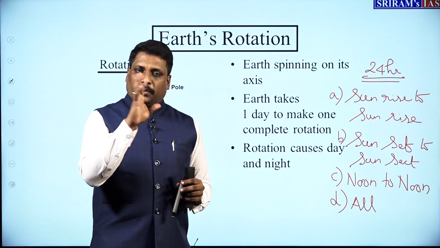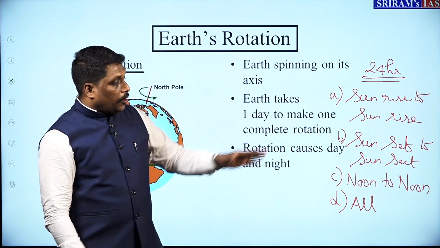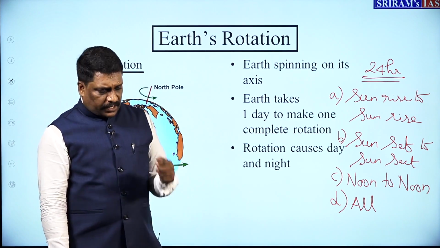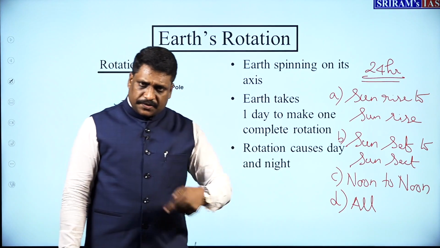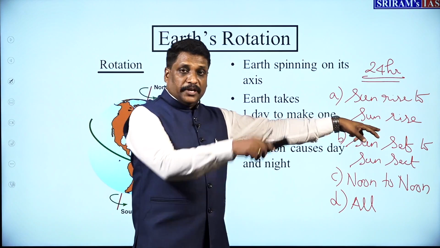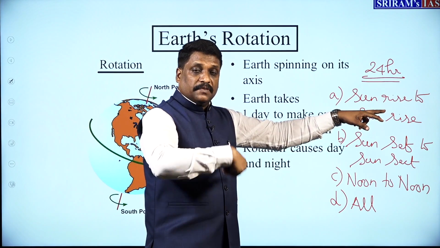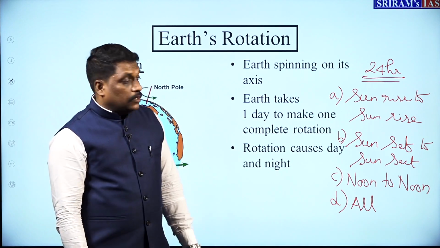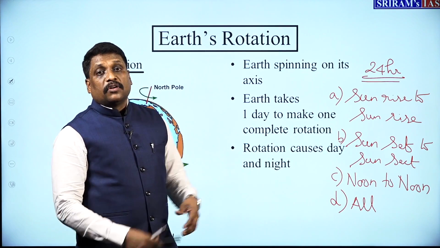Think for a while. I have given you a question. I have asked you, among the 4 options given, according to you, what is the best option available? Sunrise. Today sun is rising. Tomorrow also sun will rise. Can it be 24 hours? Or sun is going to set today, again tomorrow the sun will set again. Will this period be 24 hours? Or noon to noon? Or all of the above?